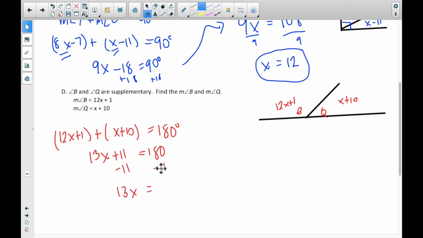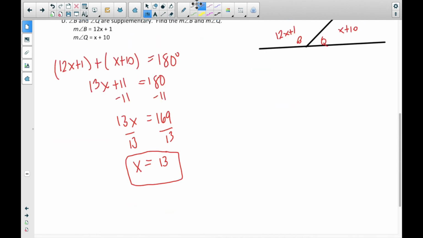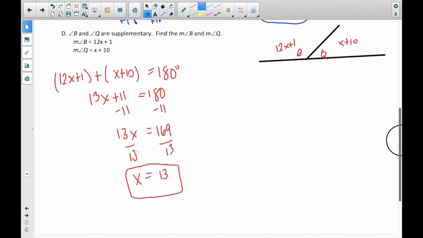So I'm going to subtract 11 from both sides. That's going to give me 169 over here. I need to divide by 13. And so I get x equals 13. But again, the question is asking to find the measure of angle B and the measure of angle Q.